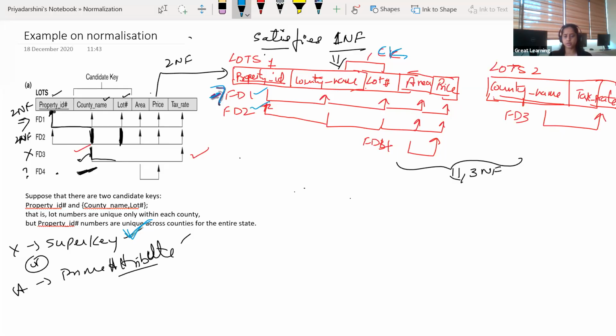So FD2 also satisfies 3NF. Come to FD3. What is the left-hand side? X, county name. Is this a primary key here, or a super key? Yes. So FD3 also satisfies.